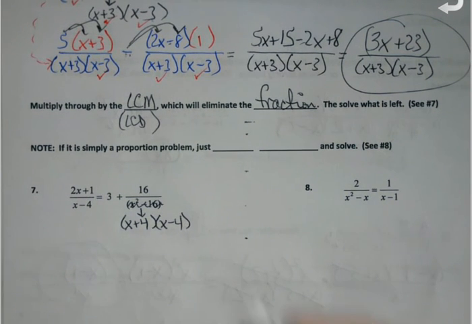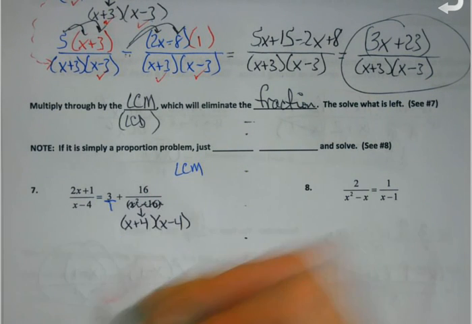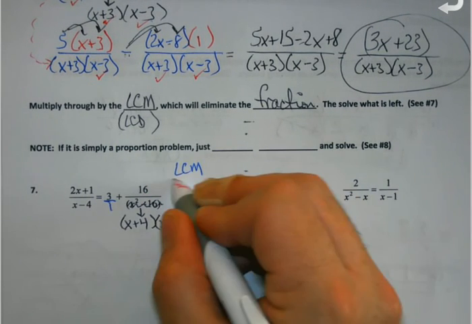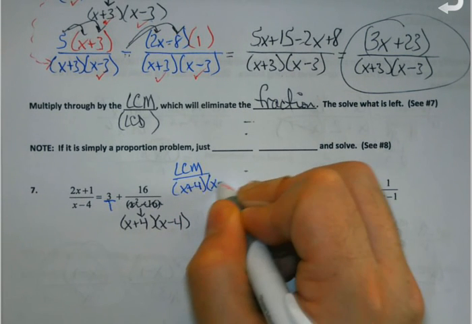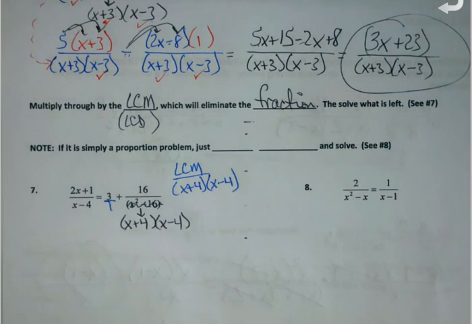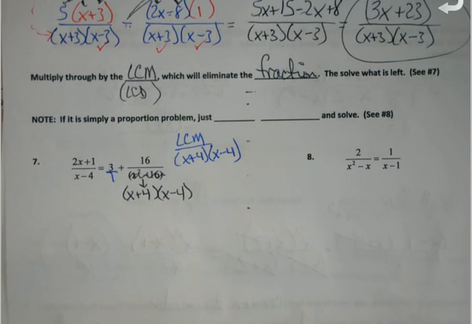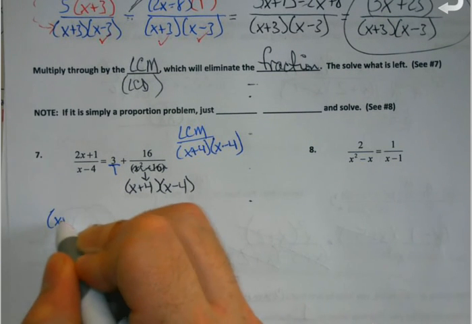And then once I find what my LCM is, thinking of it in the same way as my LCD, that's what I'm going to multiply through this entire equation by. Now that seems like it'd be a lot of work and take a lot of time, but it's actually going to go pretty quick. So let me show you how this works.